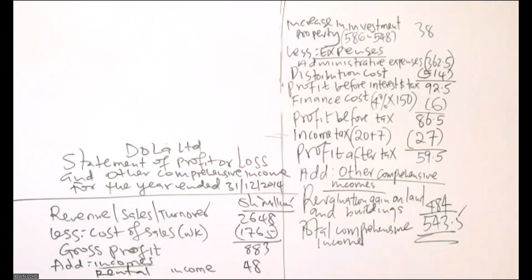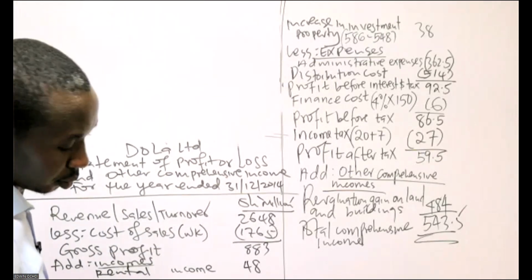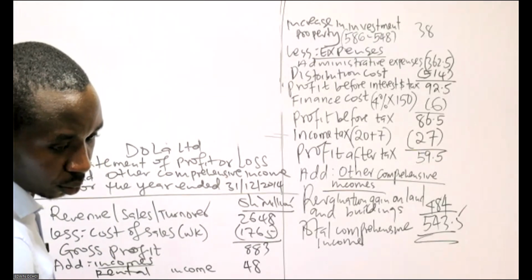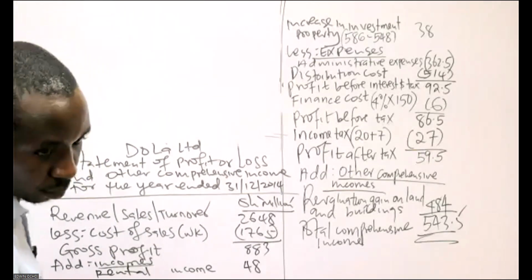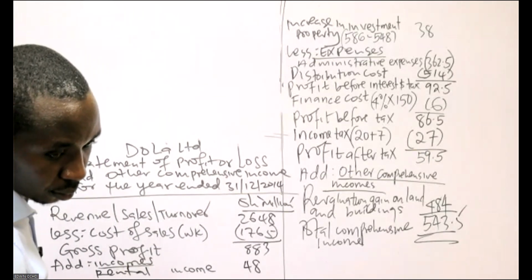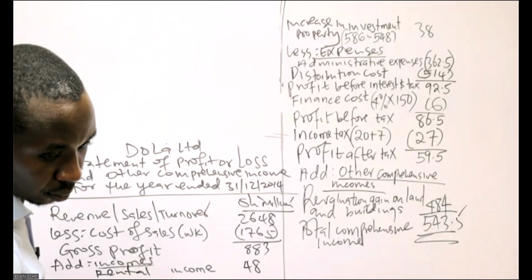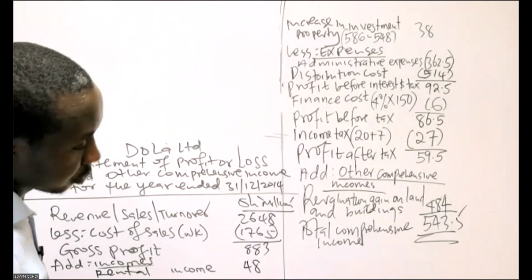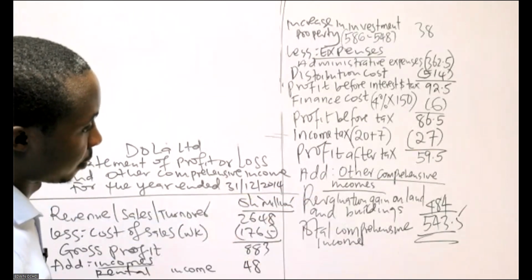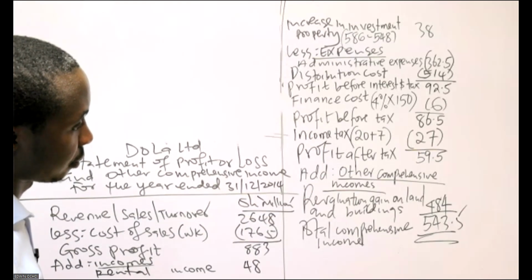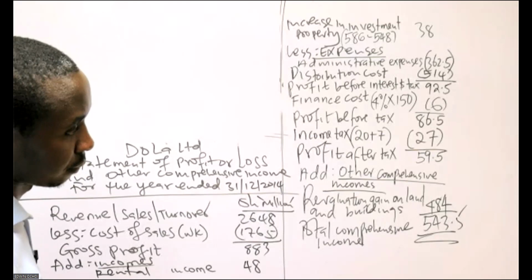Hi, Mwalimu, yes, go ahead. Where do we take loss on revaluation? In case we have a loss on revaluation, how do we record it? You minus it. You don't classify it under the functions up there. Okay.